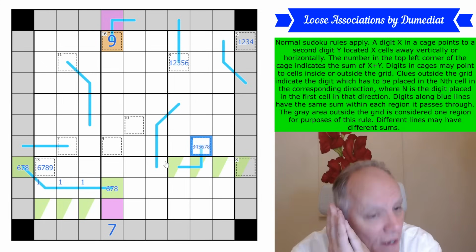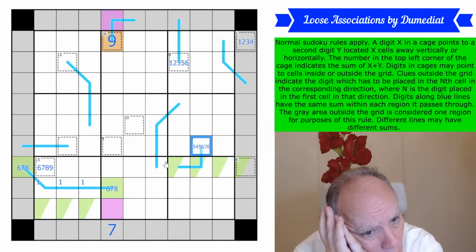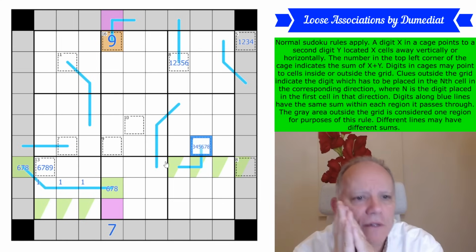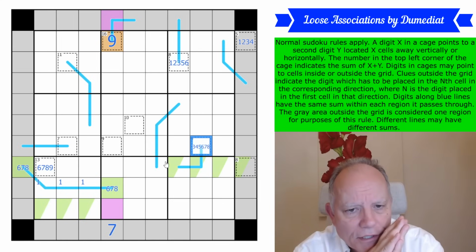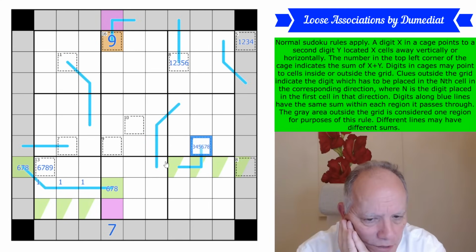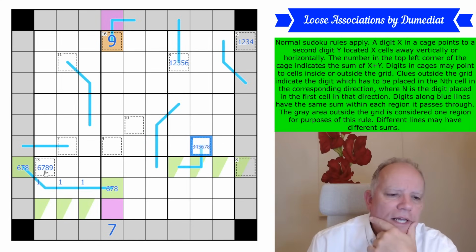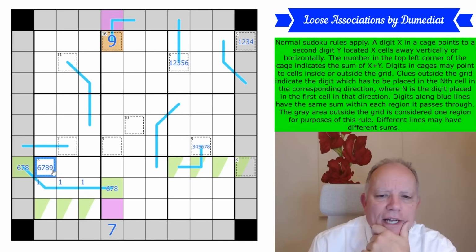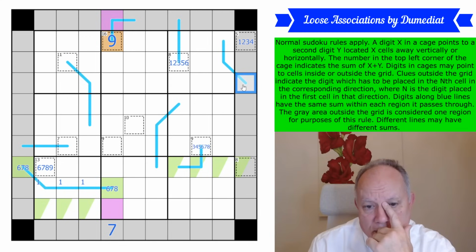I'm sorry, I find this so confusing to look at. What on earth are we meant to do? And there just doesn't seem anywhere else in the puzzle to go to find information. Should I be ruling? I was trying to rule 9 out of here and I couldn't quite do it because you go 4 there, 4 there. I don't know.